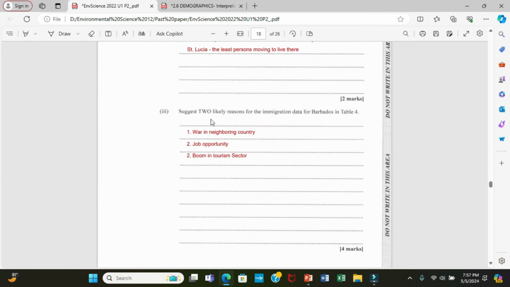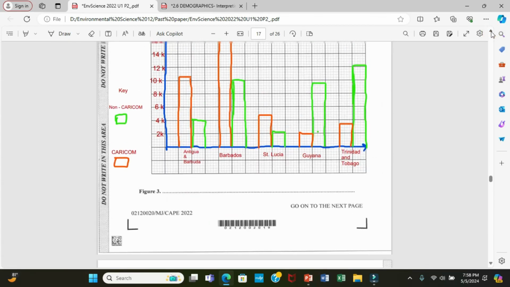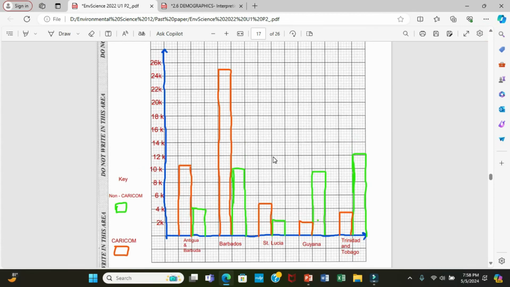Let's look at the next part of the question. It said suggest two likely reasons for the immigration data for Barbados. So why is immigration so high? It could be war in neighboring countries. It could be that Barbados has better job opportunities. And of course, it could be a boom in the tourism sector at Barbados. It's more attractive, more tourist friendly, more developed. Tourists feel safer, there is more attractiveness there, more discounts, cleaner beaches, friendlier people, etc.